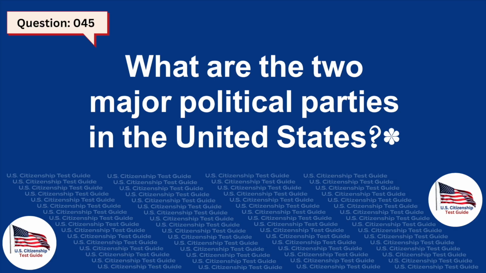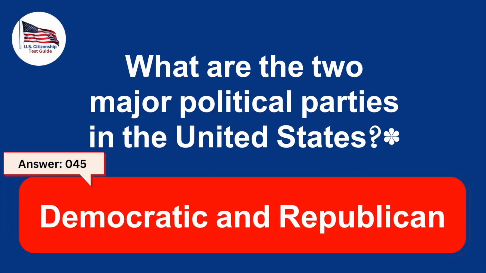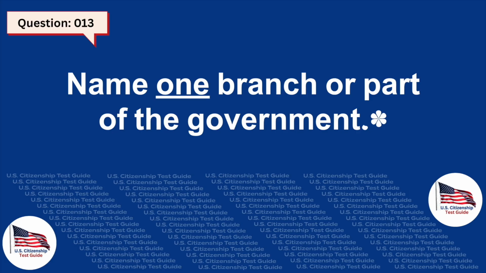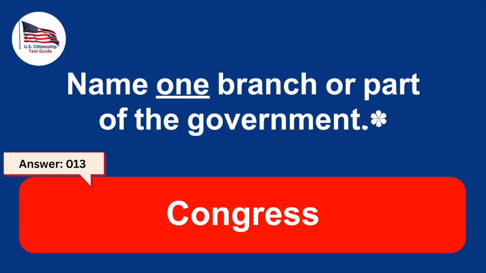What are the two major political parties in the United States? Democratic and Republican. Name one branch or part of the government. Congress.